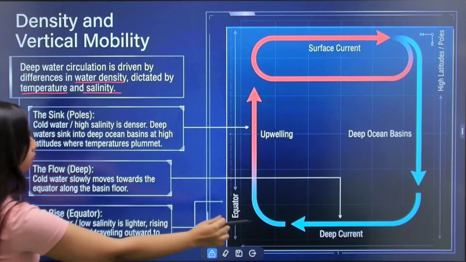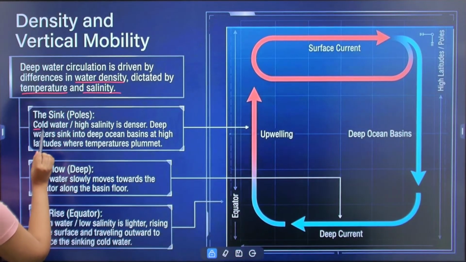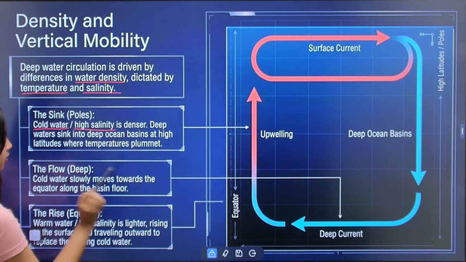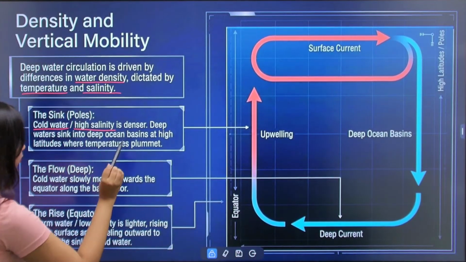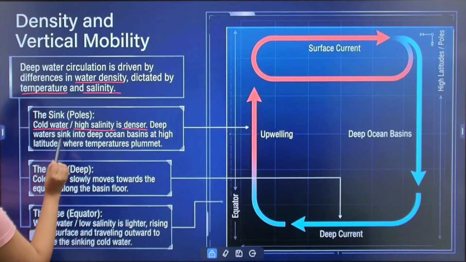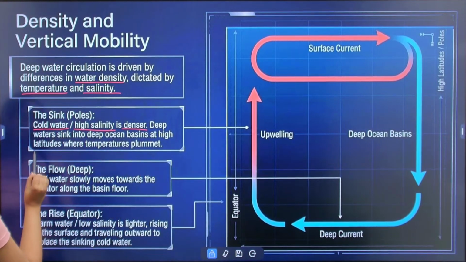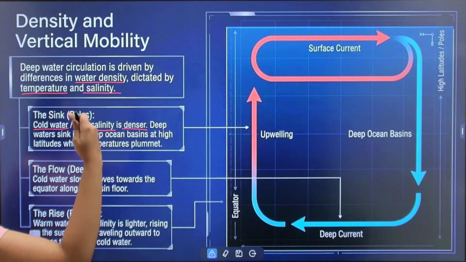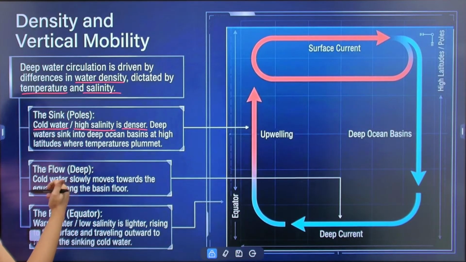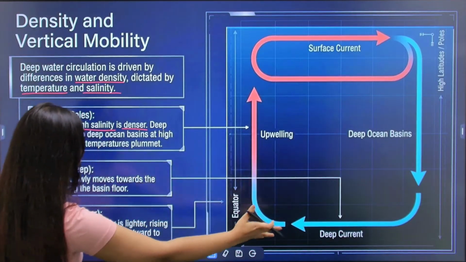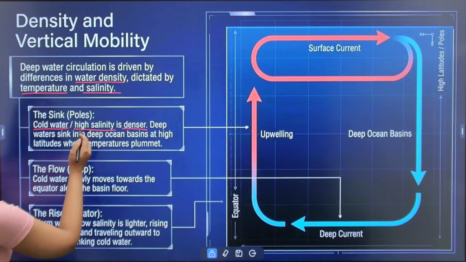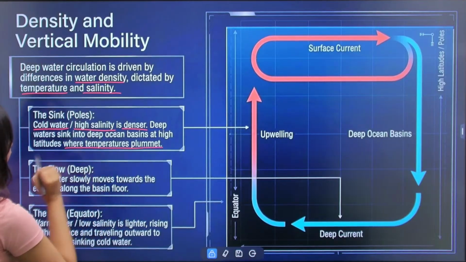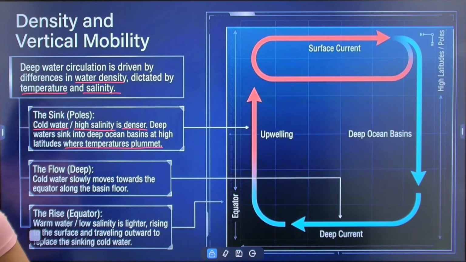The sink is at the poles. Their water is cold with high salinity, therefore it is denser. Deep water sinks into the deep ocean basins at high latitudes, around beyond maybe 70 degrees, north and south. In that case the deep water is very cold and highly saline, where temperatures will go down and salinity will go up, therefore water is denser.